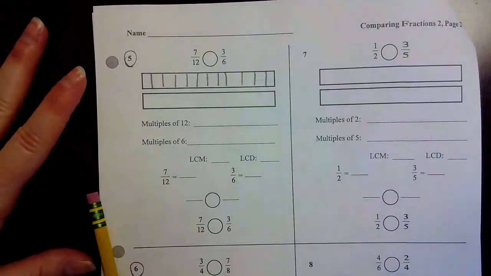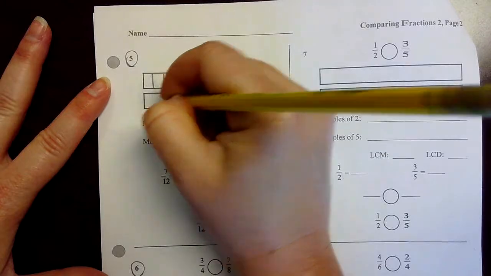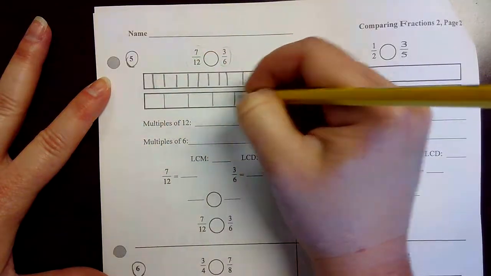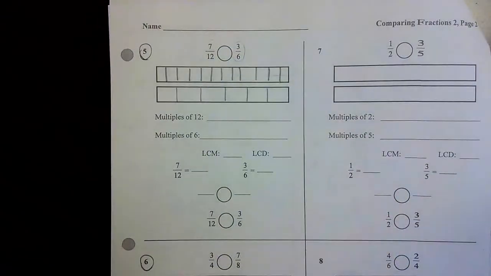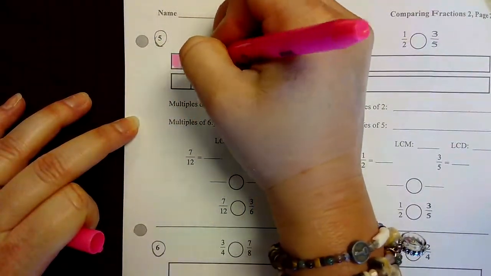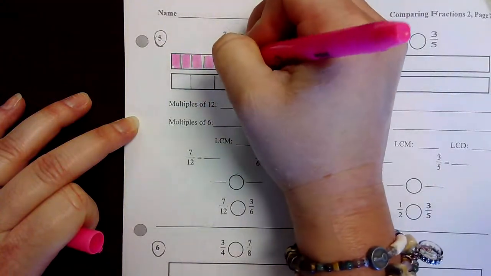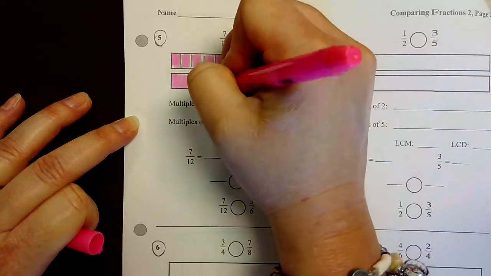All right. And the second one. We want to represent 3/6. So we have 1, 2, 3, 4, 5. I'm trying to do equal parts. It's not quite so easy though. So I need 7/12. So 1, 2, 3, 4, 5, 6, 7. And 3/6. 1, 2.